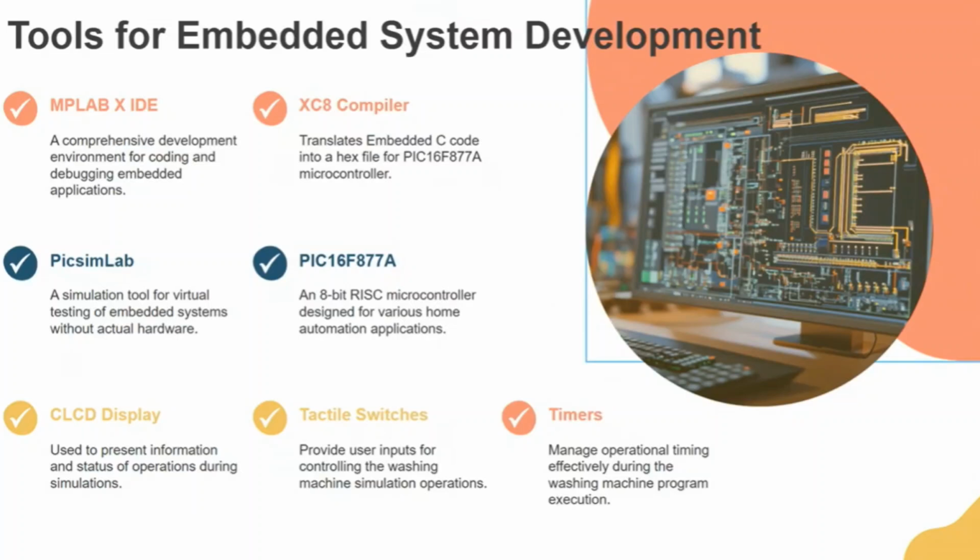First one is MPLab, where we write the code and debug the code. And the XC8 compiler is the compiler which converts our embedded C code into a hex file. And PixSimLab is for virtual testing of embedded systems. It's a simulation tool which helps to test the embedded systems without actual hardware.